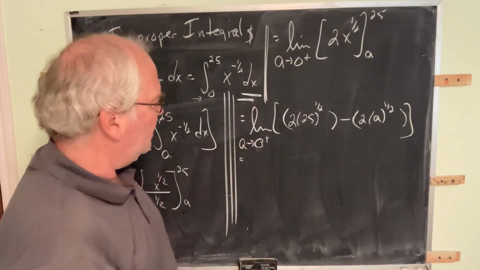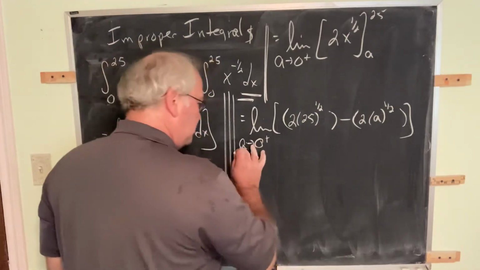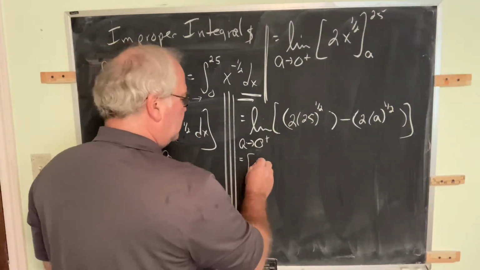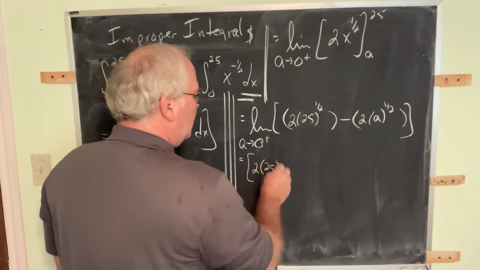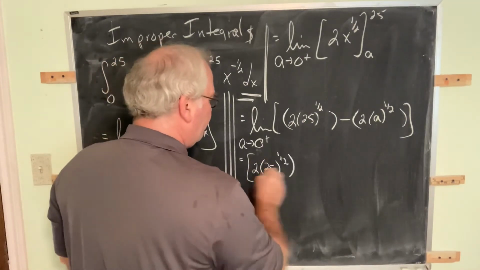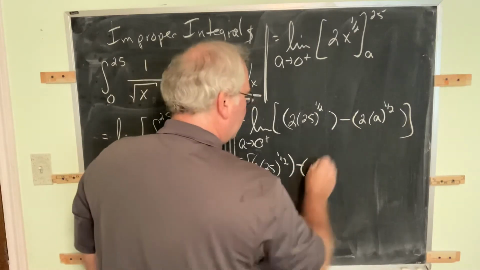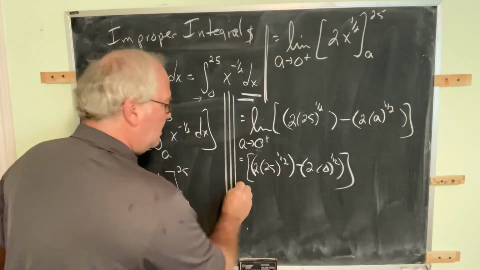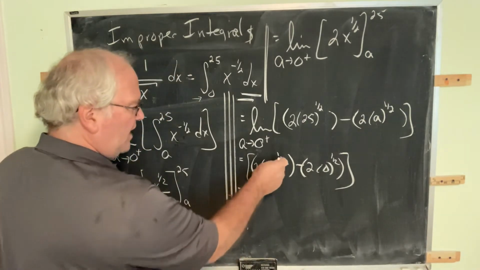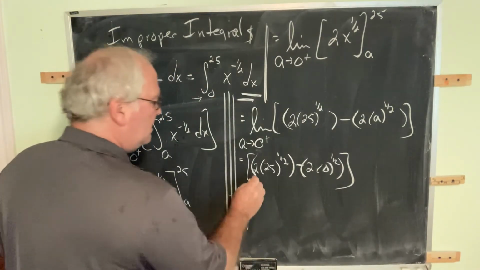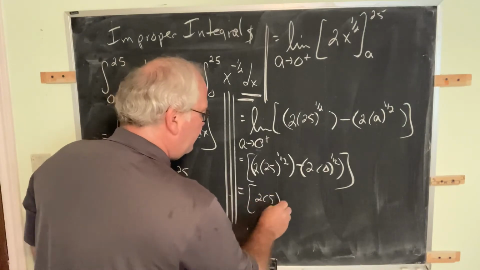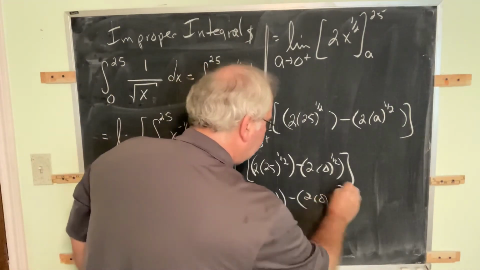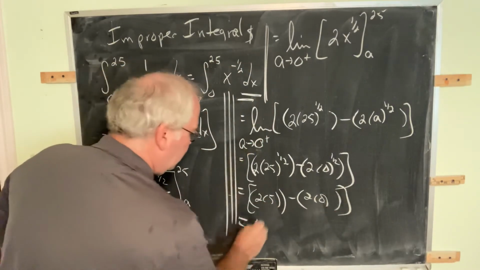Now evaluate the limit. To evaluate the limit, just substitute 0 in for all the a's. So this is 2 times 25 to the 1/2 minus 2 times 0 to the 1/2. Well, I know that. That's 25 to the 1/2. That's 5. So this is 2 times 5 minus 2 times 0. That's 10.